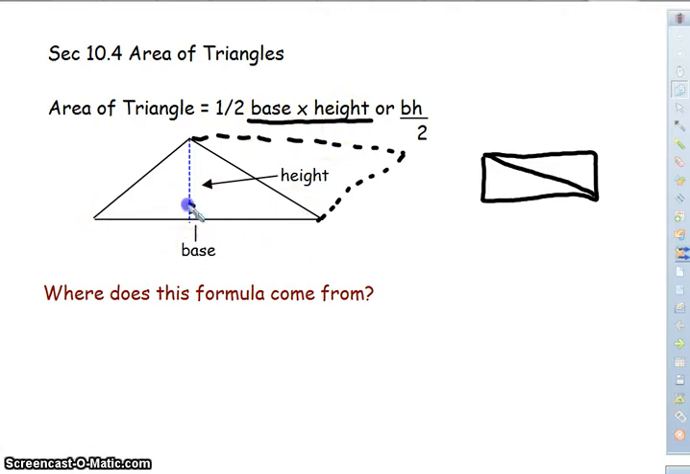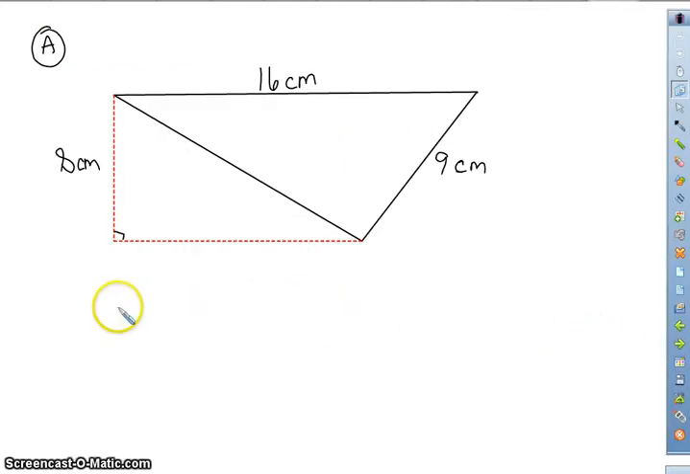Base is always what you're going to be looking at where there is a 90-degree angle, the right angle sign. And then our height is going to be basically perpendicular from that right angle to the top. That is going to give us our height. So now we're going to use it in finding the area of this triangle.